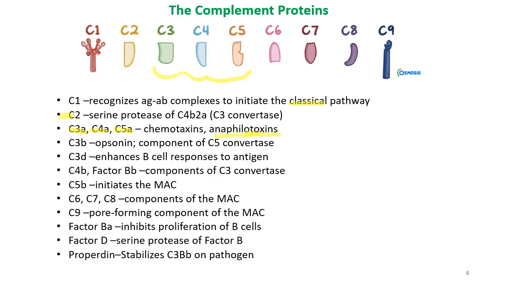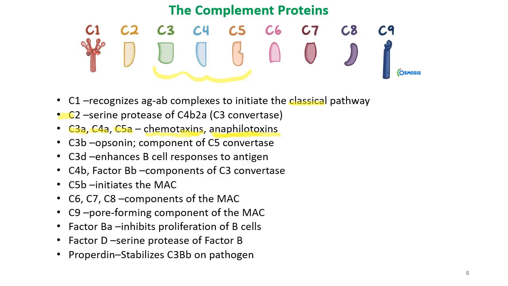anaphylotoxins. Okay, so these proteins are very good at activating degranulation of some of your innate cells. Besides that, they work as chemotaxins. They are going to attract leukocytes in general to get to the area. Okay, so they're going to attract white blood cells to get there. So not only are they attracting the cells, they are also activating those cells to do their jobs once the cells get there. Okay, so C3a, 4a, and 5a are very important for those functions.